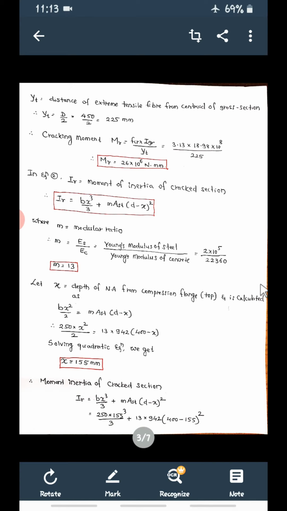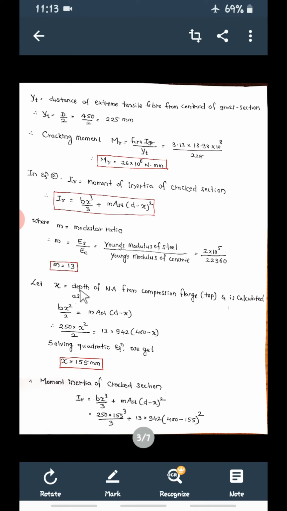Then what is Young's modulus of concrete? Already we have calculated 22,360 Newton per mm square. So Es divided by Ec, Young's modulus of steel divided by Young's modulus of concrete, will give the modular ratio. So m comes out 13. Modular ratio is 13. Now what is x?